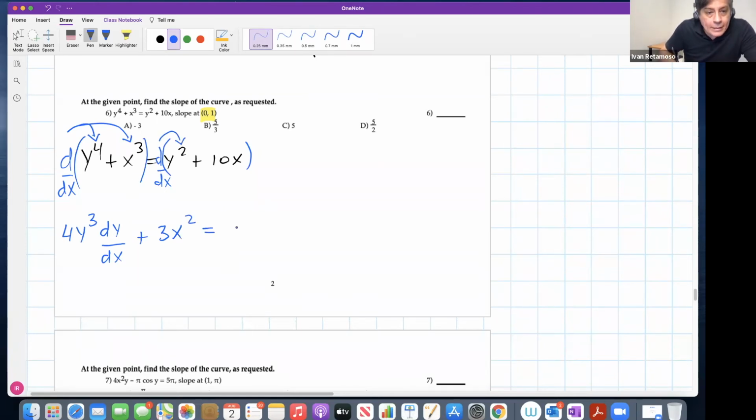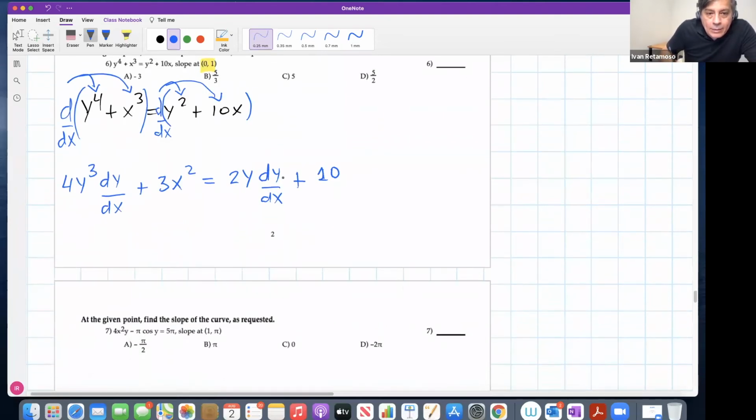Derivative of y squared, again, an expression containing y, the derivative that comes to mind is 2y, but since the expression is in terms of y, I have to attach dy/dx, right? dy/dx plus derivative of 10x is just 10, okay? Now, normally I will have to isolate this guy, but this takes a long time. Instead, since you want this derivative, this slope of the tangent line at (0,1), directly substitute 0 for x and y with 1, right? y is 1. I want the slope here. dy/dx is going to be the slope of the tangent line.